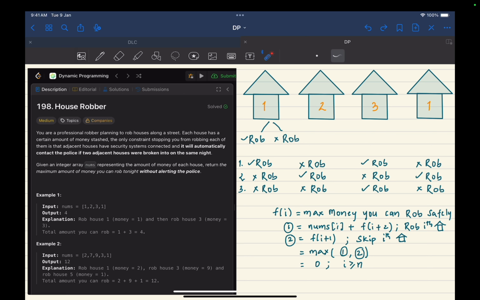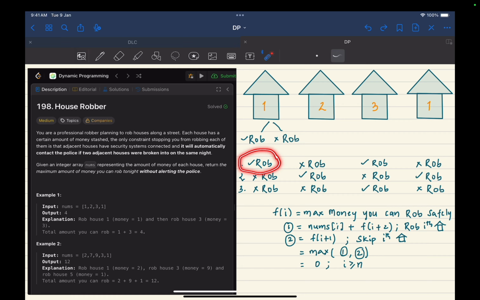Okay, you have to rob the houses in such a way that you get maximum money. So for a given house I have two options: either I can rob it, or I choose to skip robbing it. Okay, let's look at some of the possibilities.